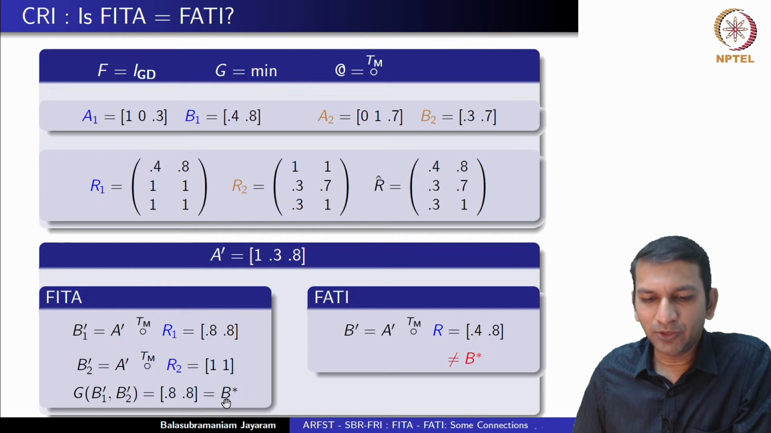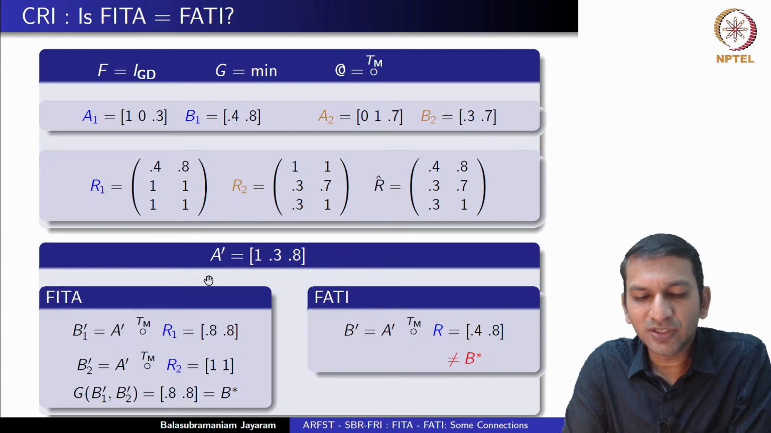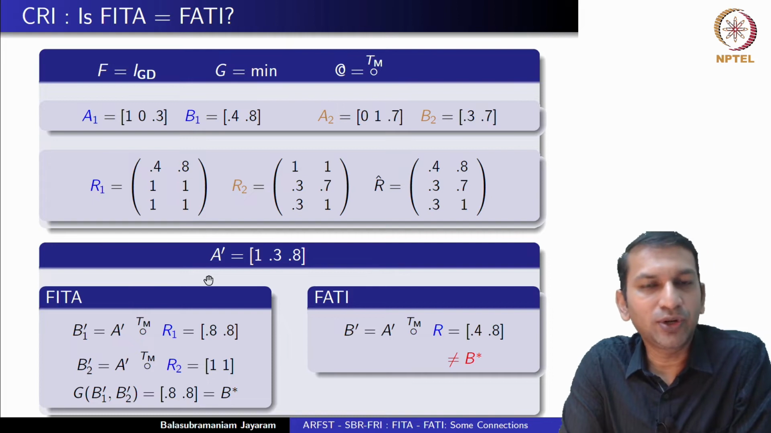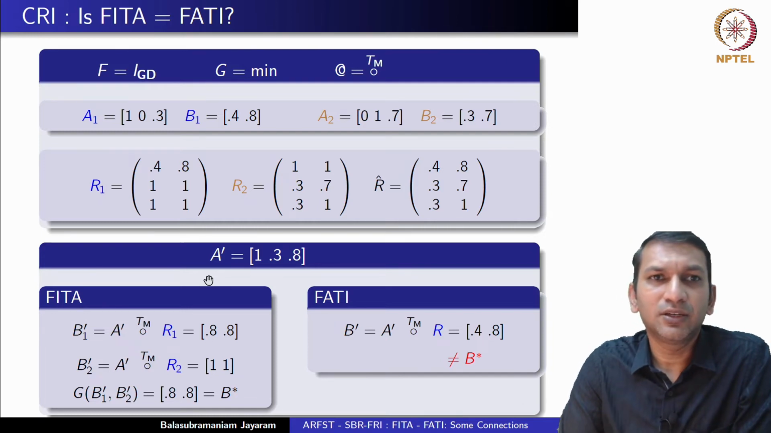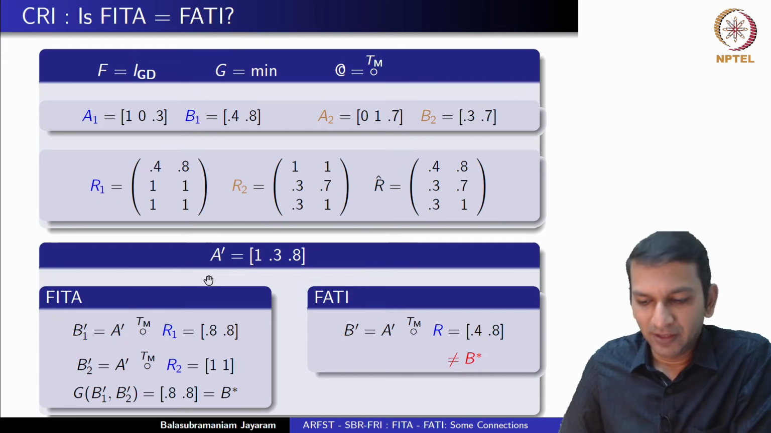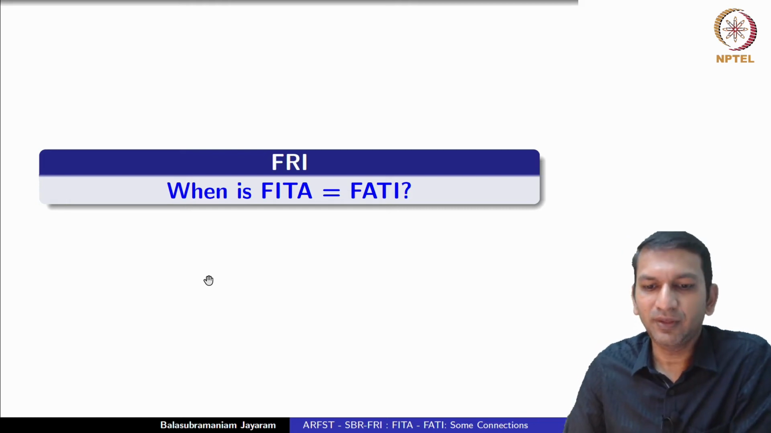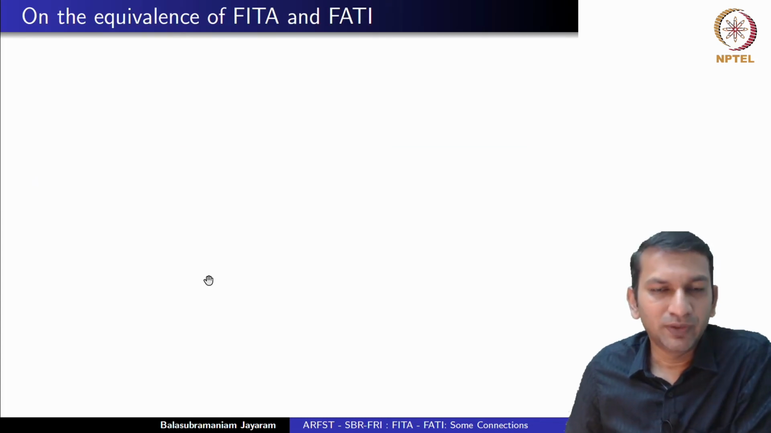Clearly, this is not equal to B star. So if you give a new input, an input which is not one of the antecedents, in this system at least, we have seen with A dash that the B dash obtained from theta is not equal to FATI. So just because we have interpolativity, it does not mean that FATI is equal to theta, when the operations are considered like that, when the relation is also considered according to the condition satisfying interpolativity. Now the question arises, is there some situation where we can ensure theta is in fact equal to FATI? Well, this is what we will deal with next.